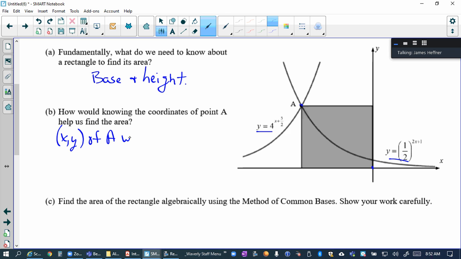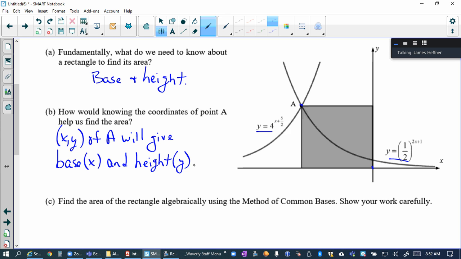So that will give the base, which is the x value, and the height, which is what value of A? The y value. And once you get those, you can multiply them, right?